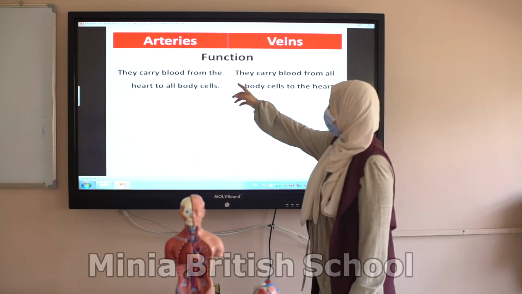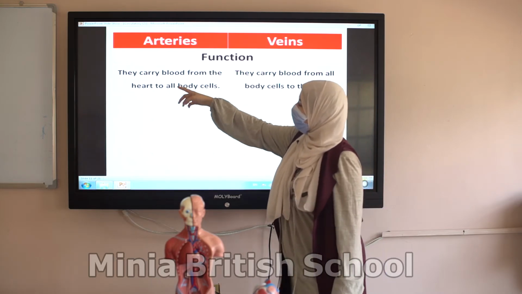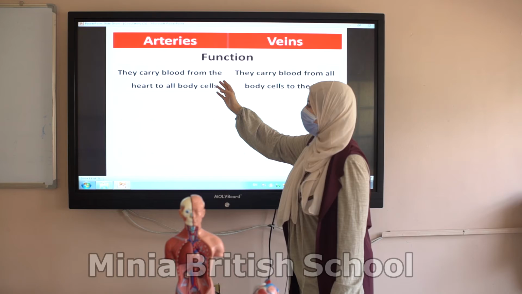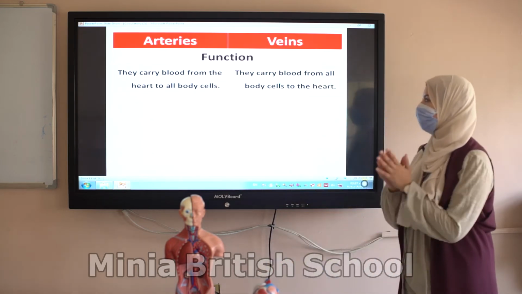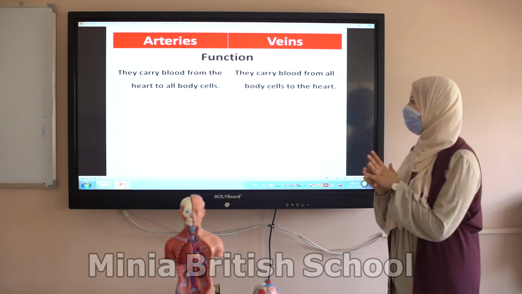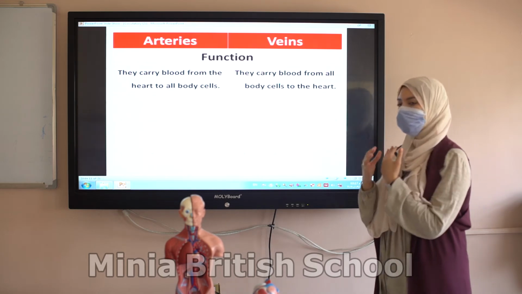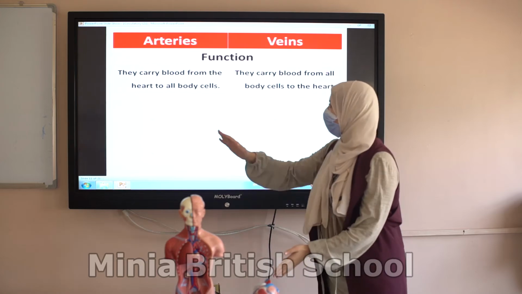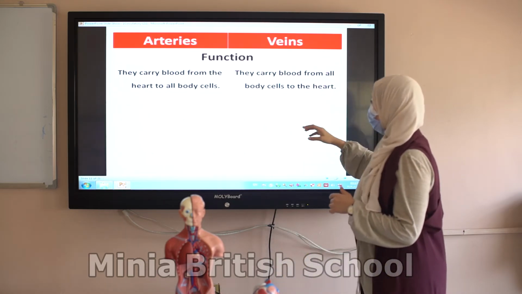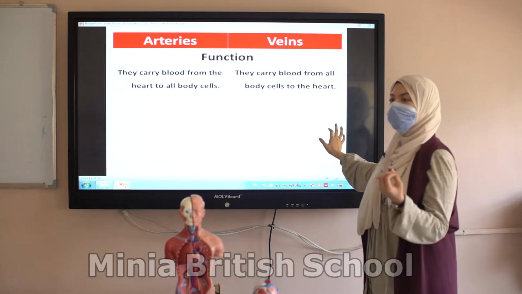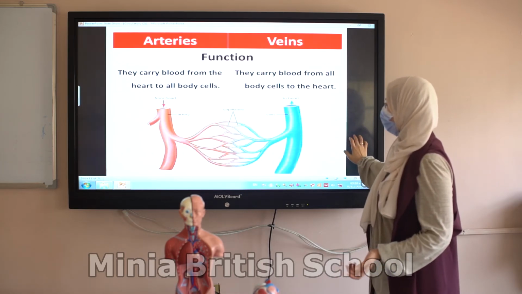The second comparison: function. The arteries carry the blood from the heart to all the body cells, carrying digested food, oxygen, and water. And the opposite in veins: they carry carbon dioxide and any waste from all the body cells to the heart.